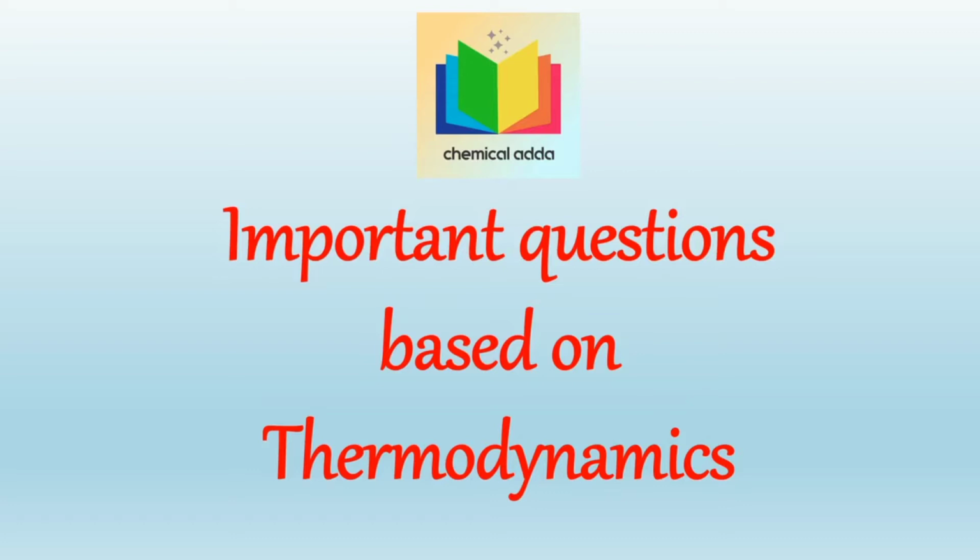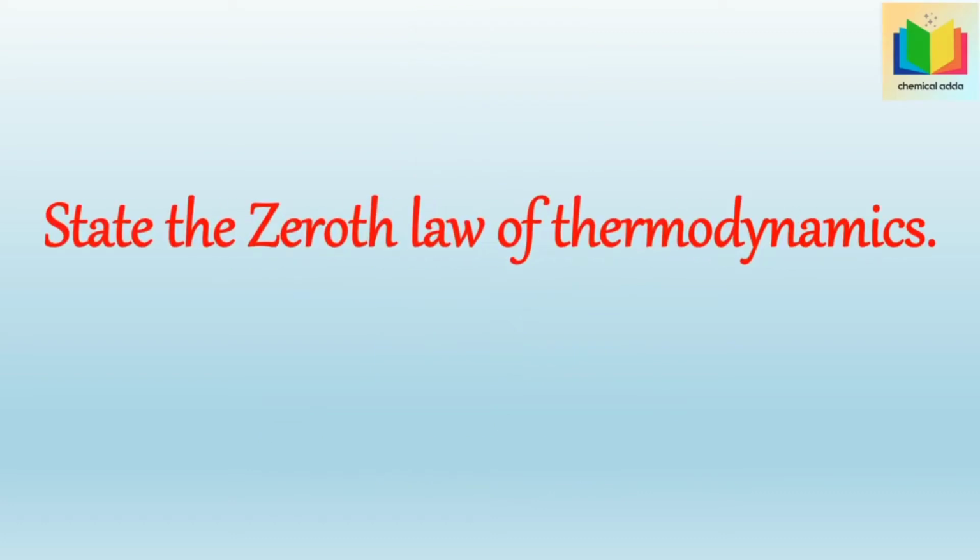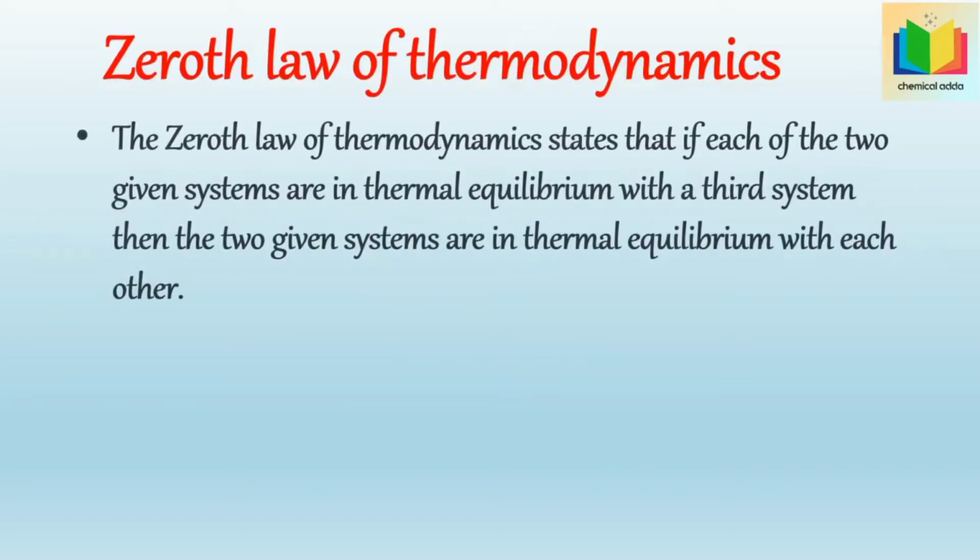Now, let's see the questions. So, the first question is, state the zeroth law of thermodynamics. So, the zeroth law of thermodynamics states that if each of the two given systems are in thermal equilibrium with a third system, then the two given systems are in thermal equilibrium with each other.